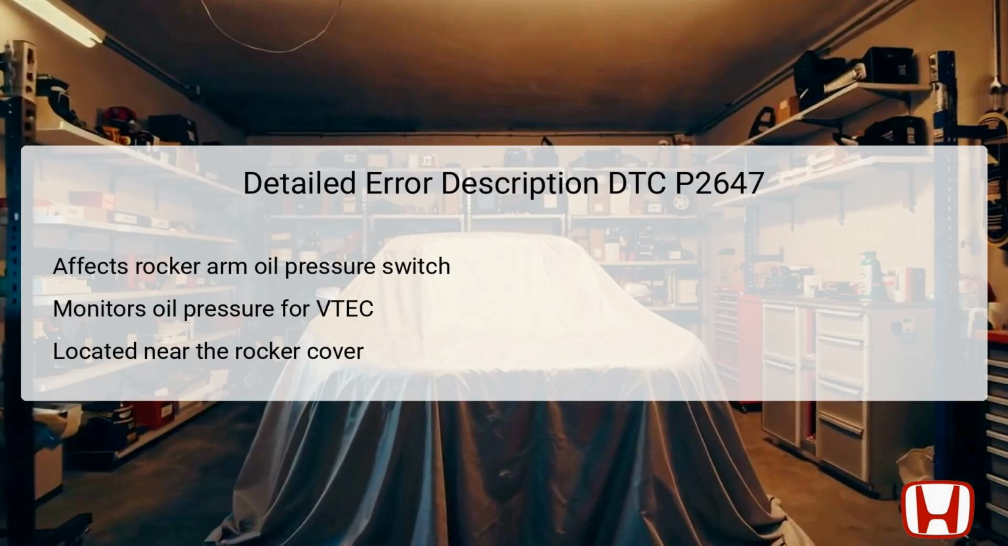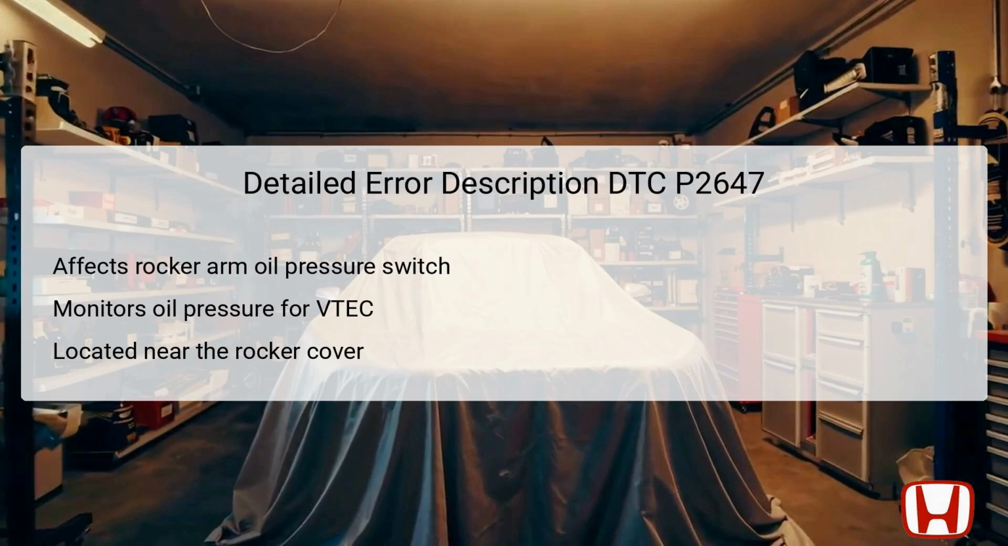The DTC P2647 is related to the rocker arm oil pressure switch, which is crucial for regulating the variable valve timing and lift electronic control (VTEC) system in Honda vehicles. This switch is located near the rocker cover, where it functions to monitor the oil pressure that is directed to the rocker arms, ensuring that the engine runs efficiently.